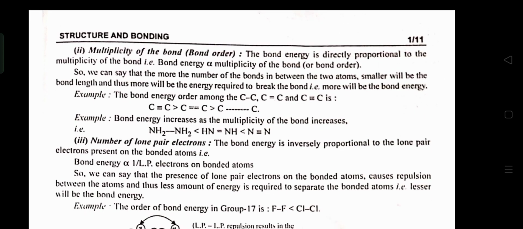Second one is the multiplicity of the bond. The bond energy is directly proportional to the multiplicity of the bond. We can say that the more the number of bonds between the two atoms, the smaller the bond length, thus more energy is required to break the bond, that is, the more the bond energy.